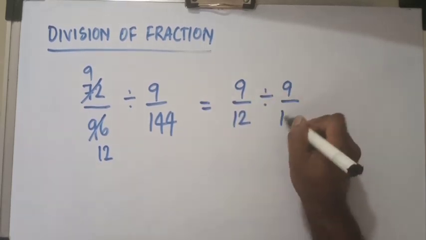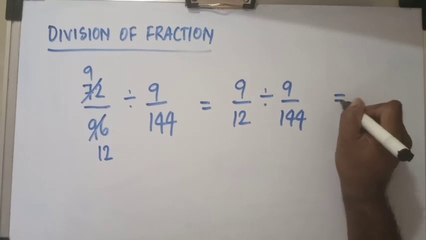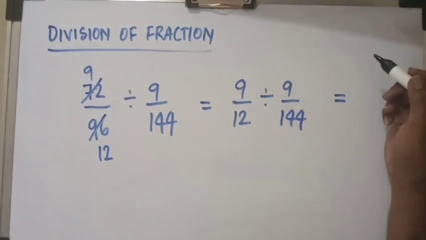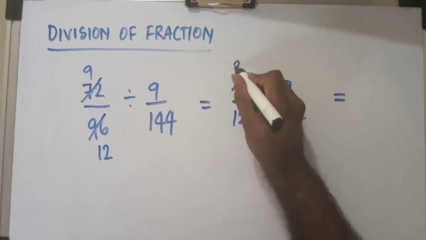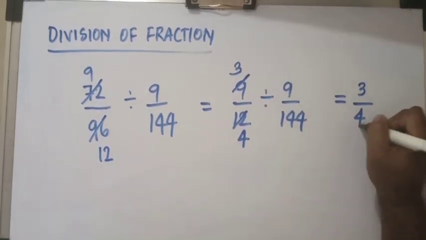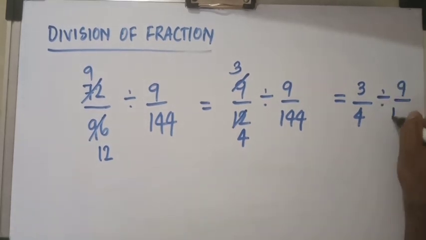Again 9 upon 144. Can I simplify 9 and 12 again? Yes, I can definitely simplify it. It goes in the table of 3. 3 3s are 9. 3 4s are 12. So I have 3 upon 4 divided by 9 upon 144.